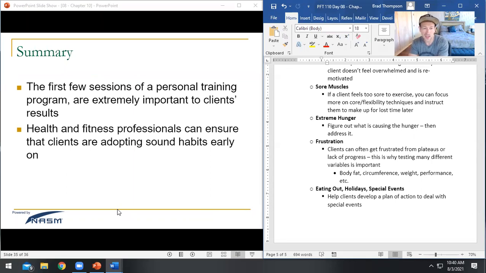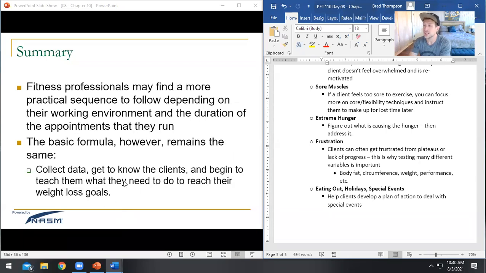So first sessions, really important. Flowing through things. These are all just suggestions, by the way. None of this is written in stone. None of these are rules. These are just things that you can do. You are trying to get your client to set these habits early on. Don't skip the warm up. Don't skip the core section. Don't skip the movement prep. We're trying to help our clients achieve long-term success. So finding a more practical sequence to follow may happen in your career.